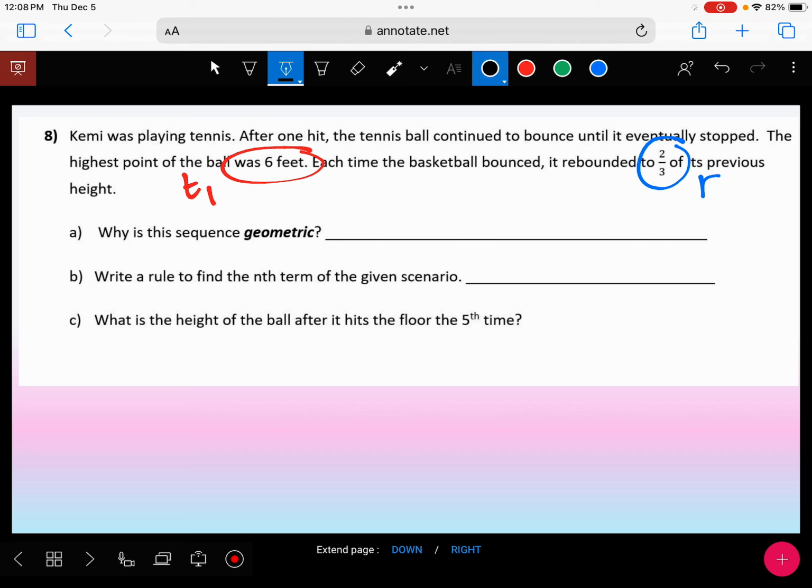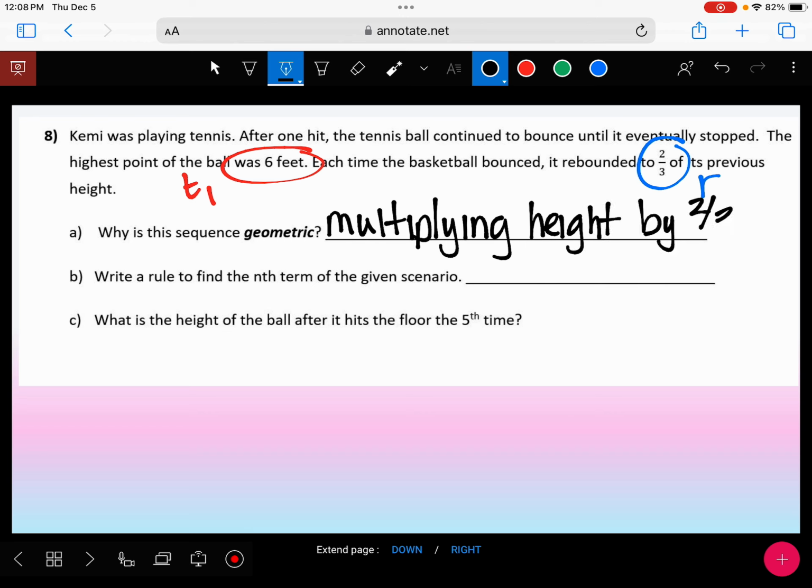So why is this geometric? It's because we're multiplying the height by 2/3. So now let's write our rule. T sub n equals 6 times 2/3 to the power of n minus 1.